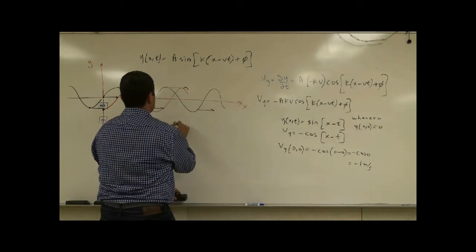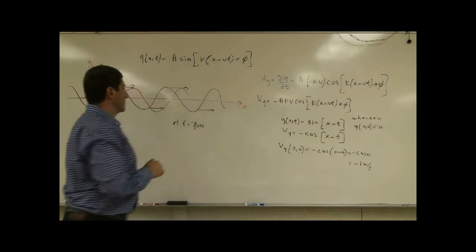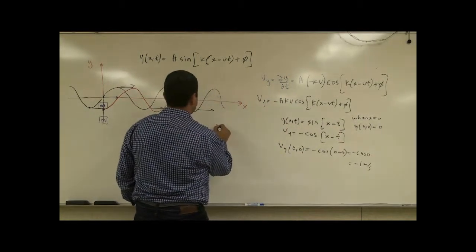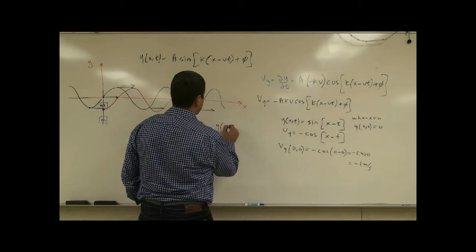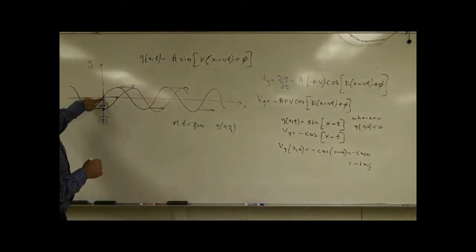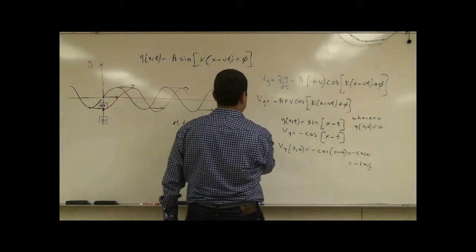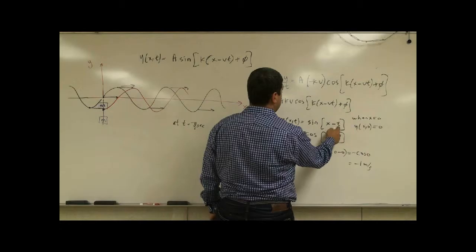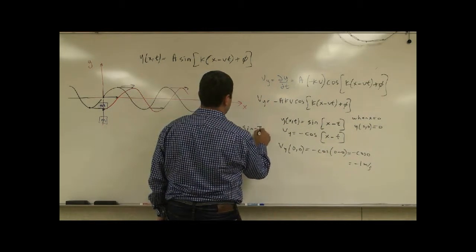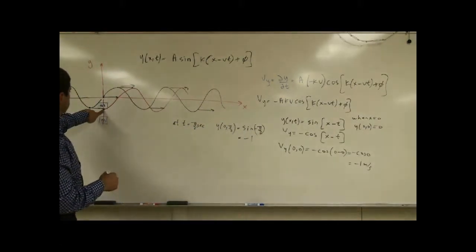So at t equals pi over 2 seconds, what's going to happen? Well, then you can see y of 0, pi over 2. I'm interested now only at x equals 0, what's happening at pi over 2 seconds. So then you're going to have here sine of negative pi over 2, which we already know is negative 1. The wave is going to be down here.